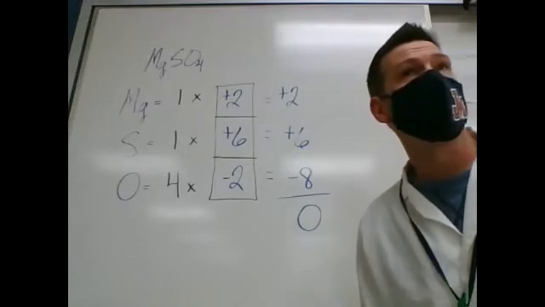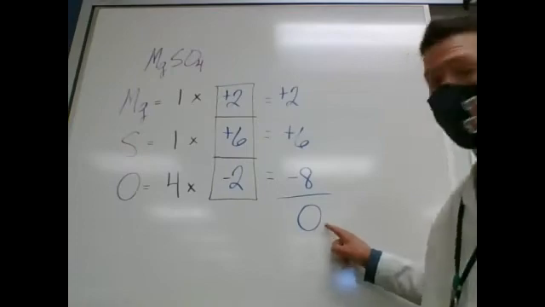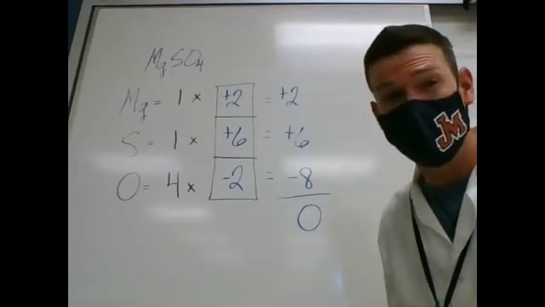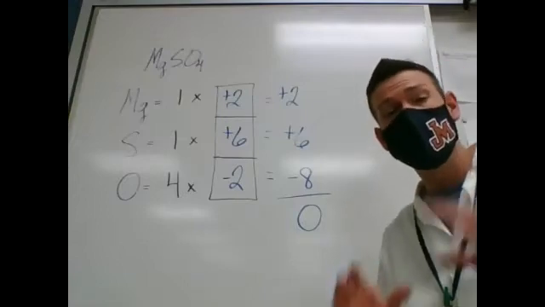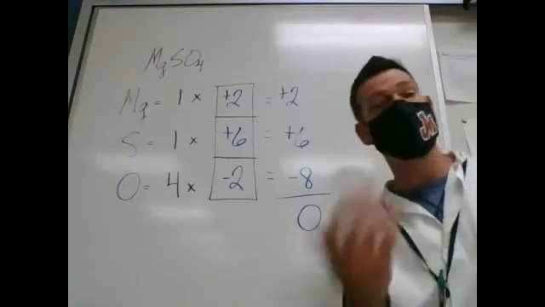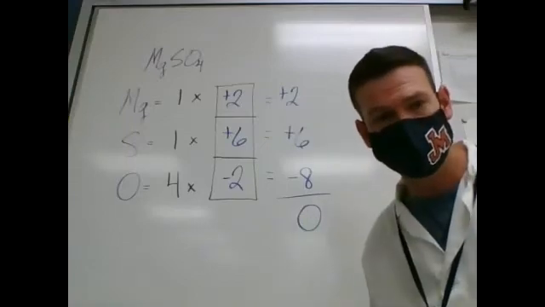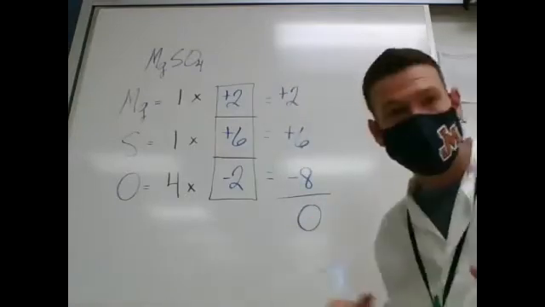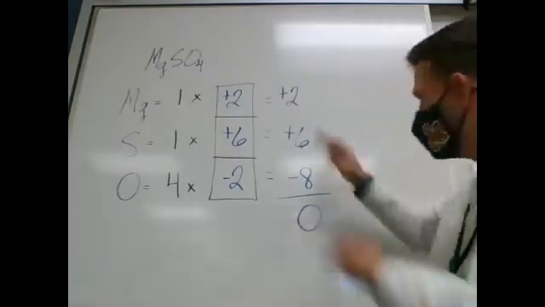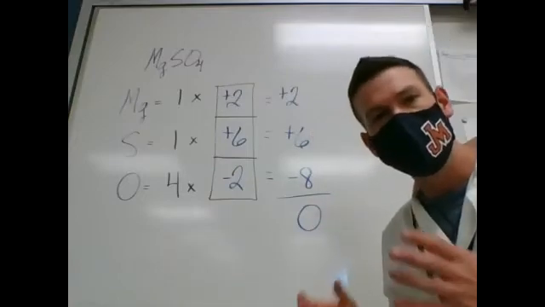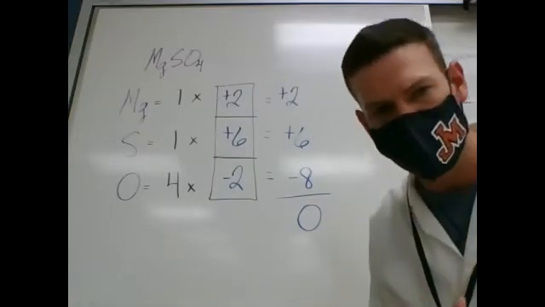Another thing I want to point out is this total charge at the bottom does not always have to be 0. For example, if it was phosphate that you were analyzing, well, phosphate is PO4 -3. Therefore, the overall charge would be -3. All right, and you would do all the same stuff. It's just these numbers would need to add up to that other non-zero charge.